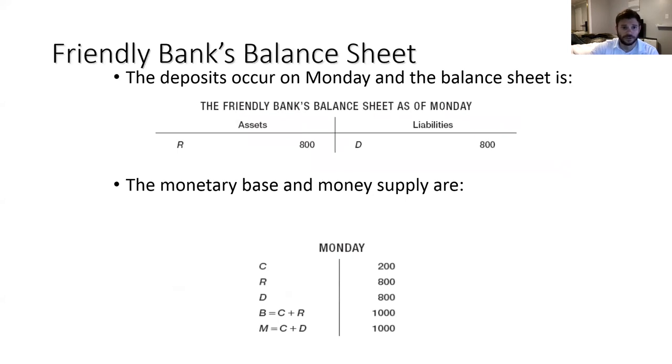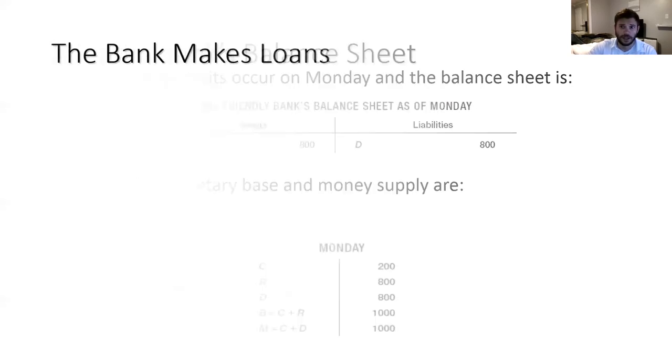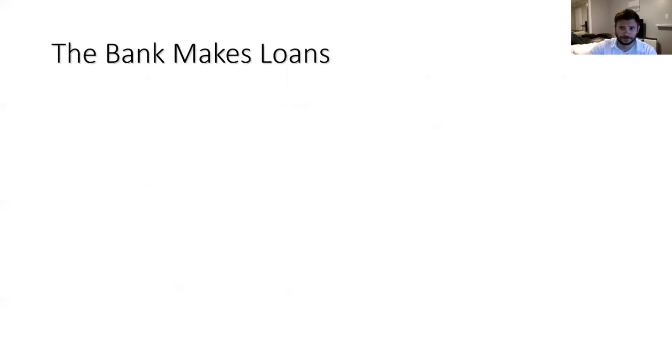Now, what does Friendly Bank do? How do they make money? Well, they make a profit by taking their reserves, which came from the deposits from the consumers, and they turn around and loan some of that money out. Okay, and not all of it. There are some legal restrictions or minimum reserve requirements. But the bank does make loans.